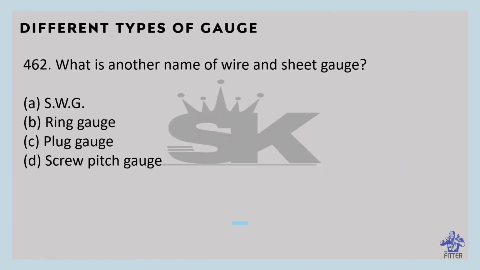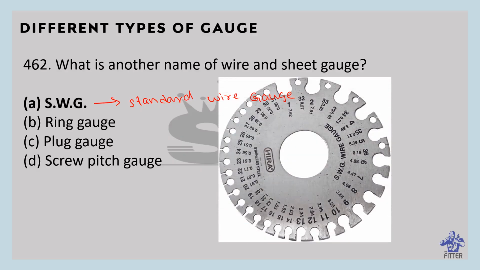What is another name of wire and sheet gauge? That is SWG. SWG is known as standard wire gauge. Okay, I'm writing here, this is standard wire gauge. It is used to measure the thickness and diameter of wire and sheet. So you can see here the wire and sheet gauge.